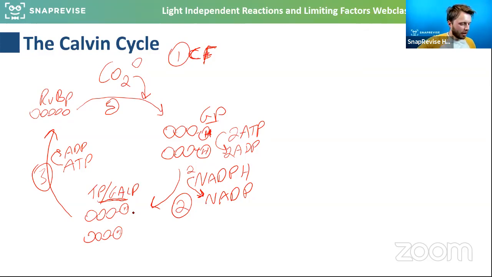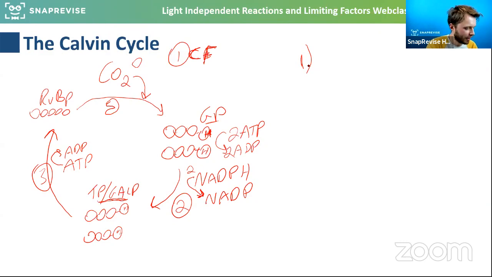To understand the maths then, if I had 1 cycle of this, so if I had this 1 loop happening, I'm going to do a little 1 here, right? If I have 1 cycle happening, how many GPs am I going to make? So how many GP molecules am I going to make if I have just 1 turn of this?